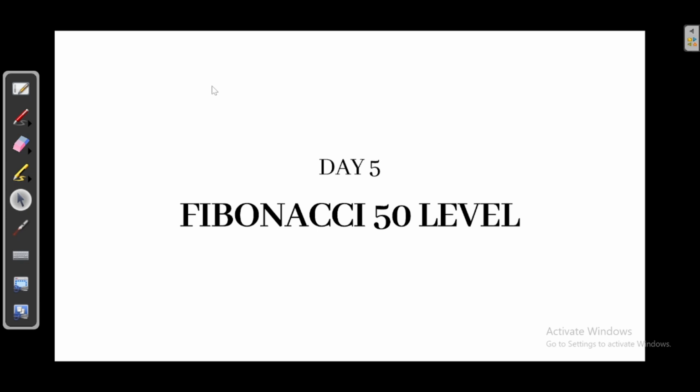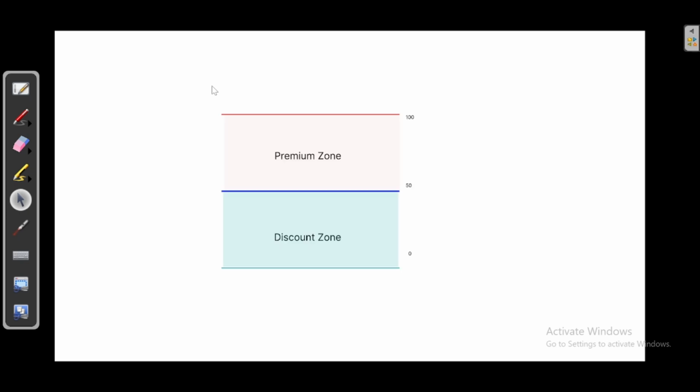We'll be looking at Fibonacci level. Personally, I use Fibonacci level to identify my premium zone and discount zone. So when it comes to Fibonacci retracement, I only make use of the 50 level. From 50 to 100 is the premium zone, while from 0 to 50 is the discount zone.